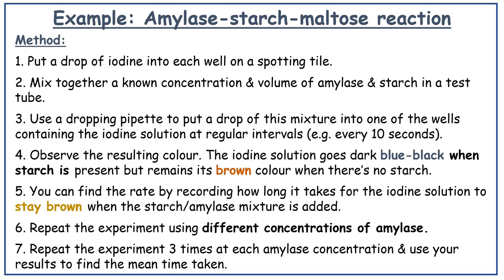So you can find the rate by recording how long it takes for the iodine solution to stay brown when the starch and amylase mixture is added, and then you can repeat the experiment using different concentrations of amylase. And you could repeat it 3 times at each amylase concentration and use it to find the mean time taken.